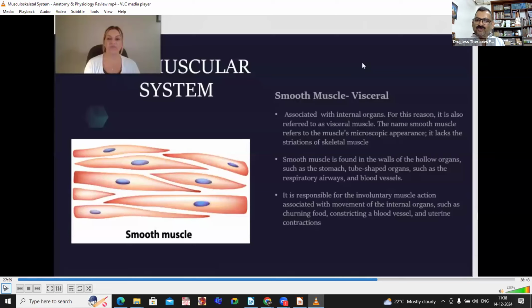Yes, there are some voluntary actions also, while passing stool and all, even though these are all again connected to the nervous system and through the vertebra. We'll discuss it when we talk about the nervous system. It is found in the walls of the hollow organs, such as the stomach, the respiratory airways, and blood vessels.